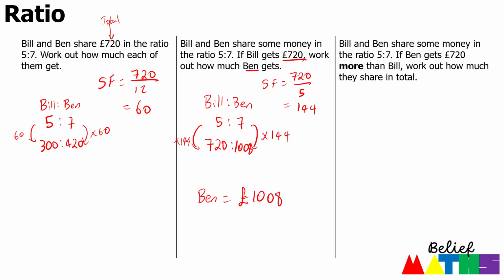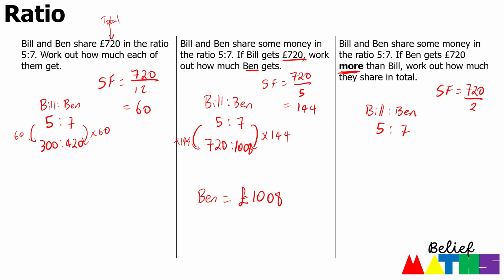Final question, you see this word more is bolded, and it often is bolded, but they could write the word more or the word less. But that just means when you see that, you're going to find the difference between the ratio. So again, we've got the same ratio. We're going to find our scale factor, which is 720 divided by, in this case, the difference between them because of this word more.